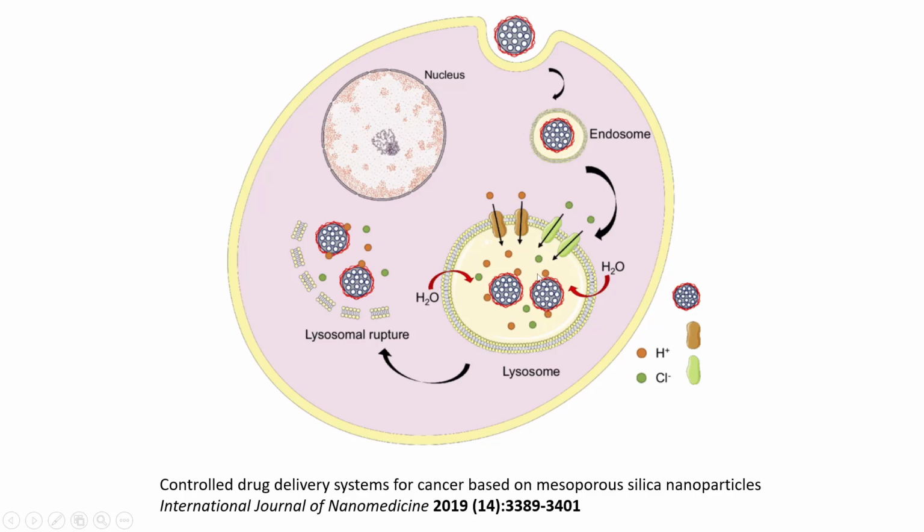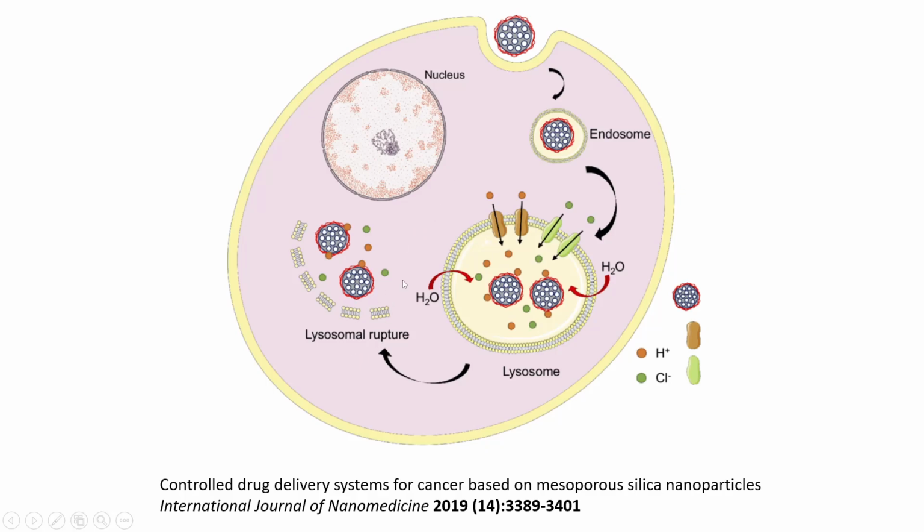which will then go on to fuse with the lysosome. Inside the lysosome, the pH is very low. It's very acidic because this compartment is used to clear out foreign materials, and the enzymes present in this lysosome can chop up your particle and your drug can be degraded. So this is what we don't want. We want our drug to be in the cytoplasm.